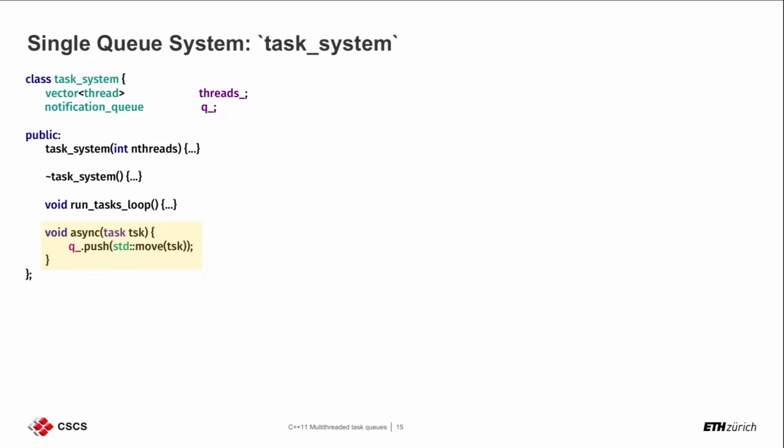Okay, and then we have our async. So that's the user side function. The user at this point will give the system a task, and the task system will push it into our queue. Actually, it will move it in to avoid an unnecessary copy. Okay?